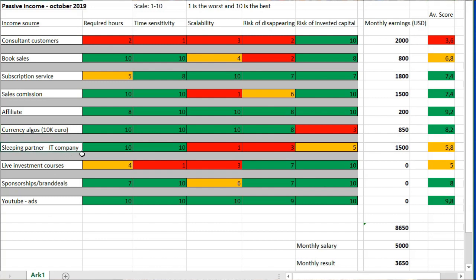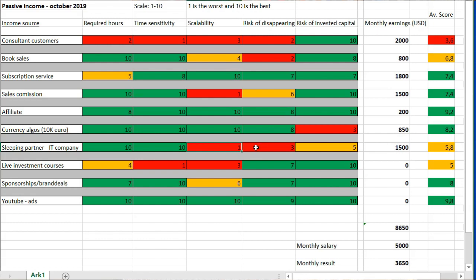Then I'm a sleeping partner in an IT company. I put some money into it some years ago, and well, right now I'm not doing anything. I'm a sleeping partner, so the first two here is a green 10. But I cannot do anything about the scale of it. They are running the company. I cannot put any more money in. I don't want to put any more money in.